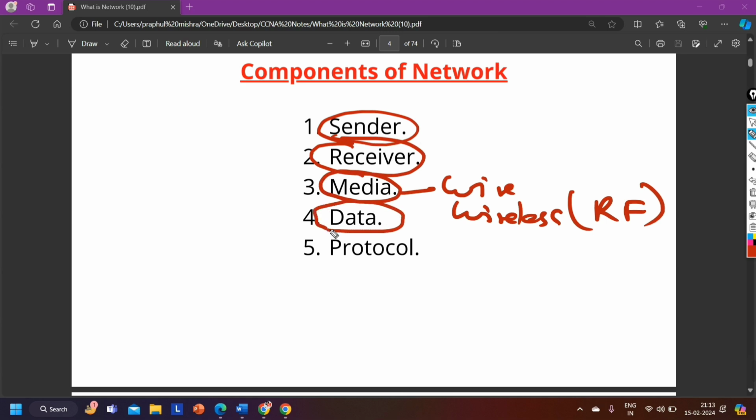The third thing is your actual information, data. Right now I am teaching you, these are actual data, guys. My voice, my board, these are actual data. And the fifth thing is protocol. Protocol means set of rule.